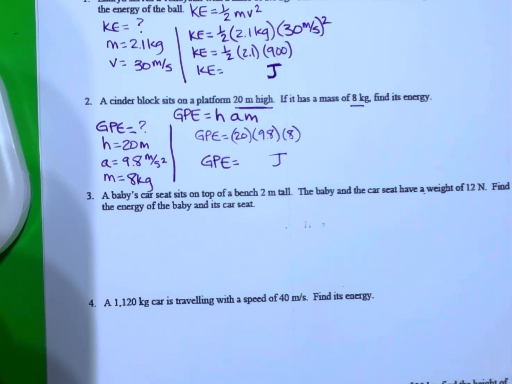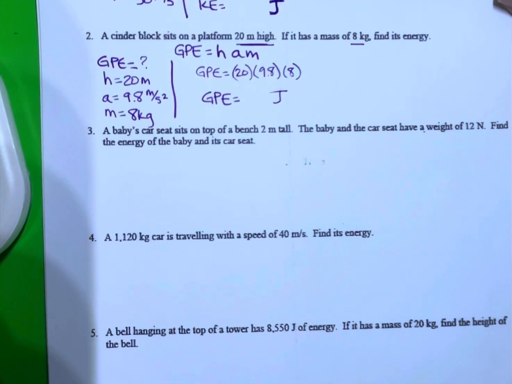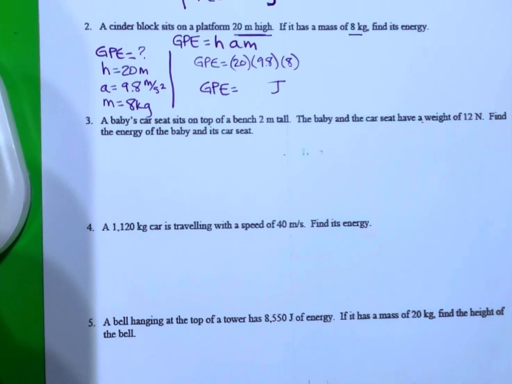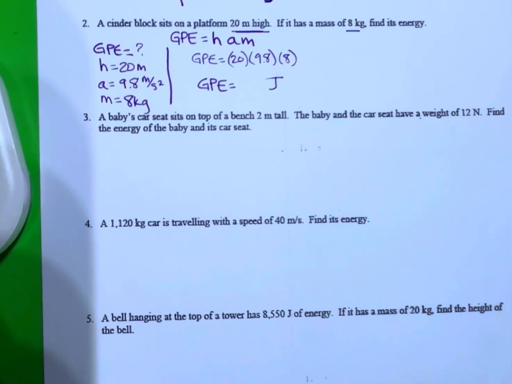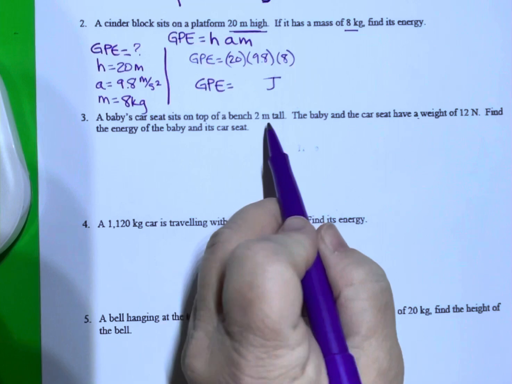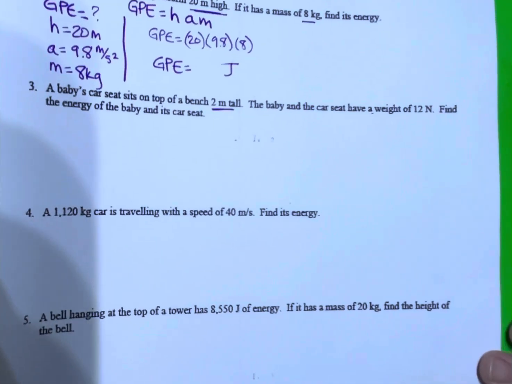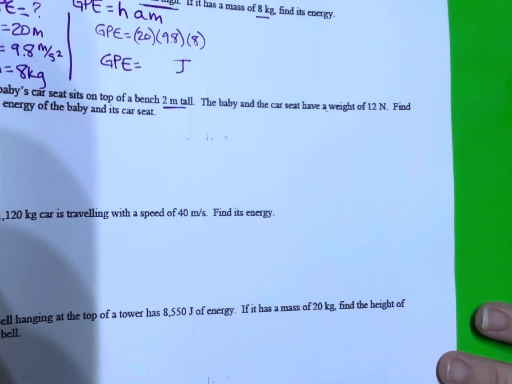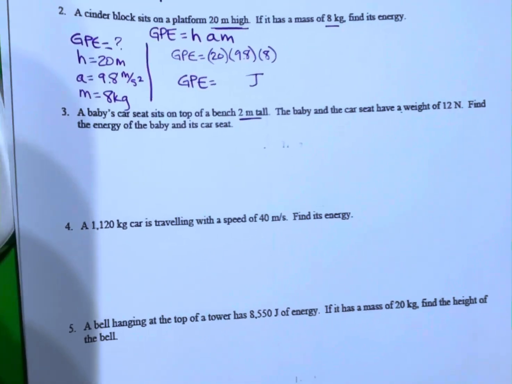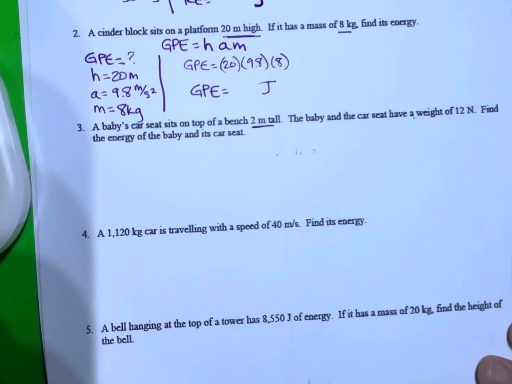Okay. Number 3. Let me move up a little bit. Number 3 is a little bit tricky, but we're not going to let it trick us. We're going to figure it out. A baby's car seat sits on top of a bench 2 meters tall. So once again, we have a height there, which gives us a hint what we're going to be using. The baby and the car seat have a weight of 12 newtons. Find the energy of the baby and its car seat.